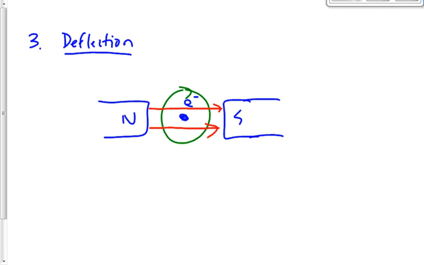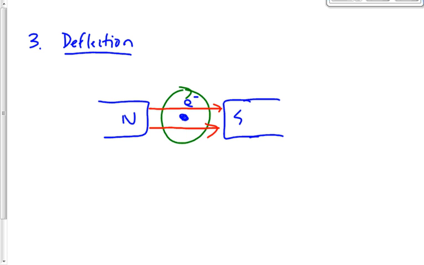Particle is moving towards the back of the room. The force was toward the ceiling. Thumb, palm points up towards the ceiling. Fingers point which way? Fingers point towards the window, right? So the magnetic field in that case would be towards the window. Does that make sense, guys?